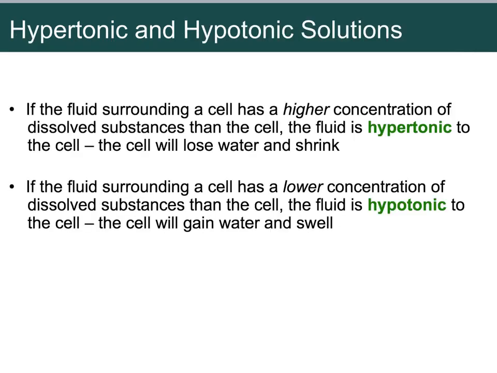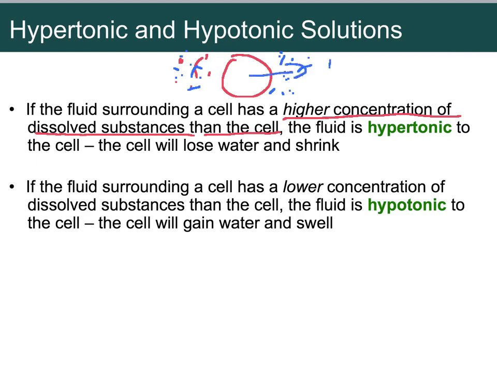When there's a higher concentration of dissolved substances, if the outside is more highly concentrated than inside the cell, the fluid is hypertonic to the cell. So if we have a cell right here and there's lots and lots of stuff out here, and not a lot in here, the water of the cell is going to want to go out. Water goes out. It leaves the cell, and it causes the cell to lose water and to shrink.